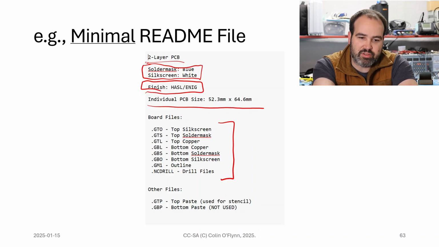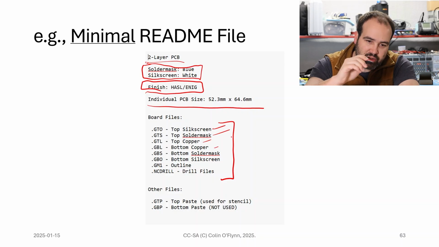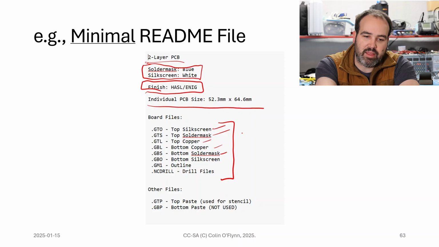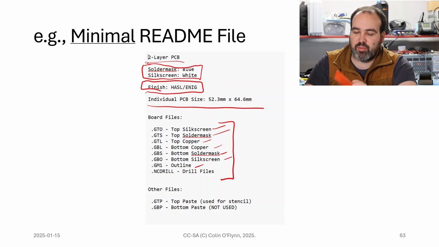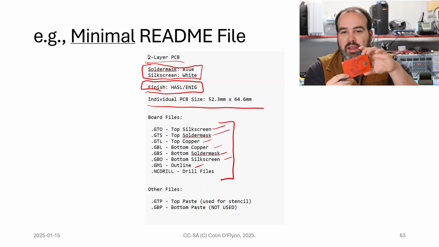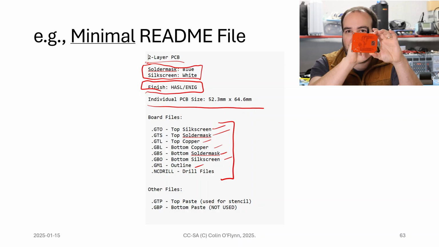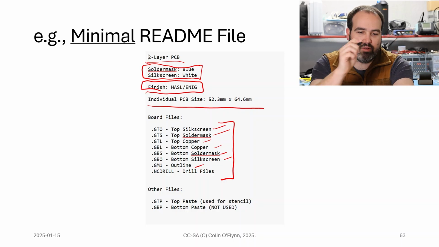So we have the different layers. We have the top silkscreen, the solder mask, the copper layers, the bottom solder mask, the bottom silkscreen, and then there's an outline layer that defines the board outline. Most of the time Fabs prefer it as a separate file, and this can vary, but this just defines how they're going to route the board out to cut it out of the panel.